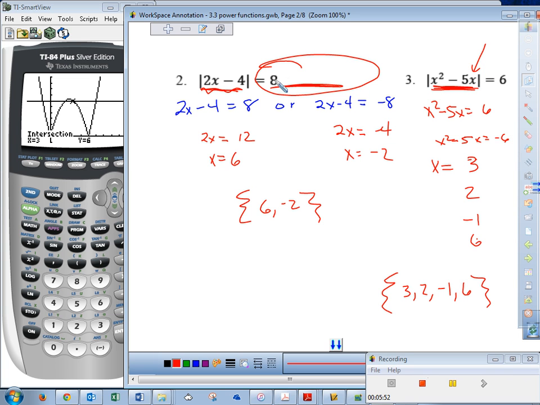Figure out which method you like the best. It doesn't matter to me either which way you solve it.